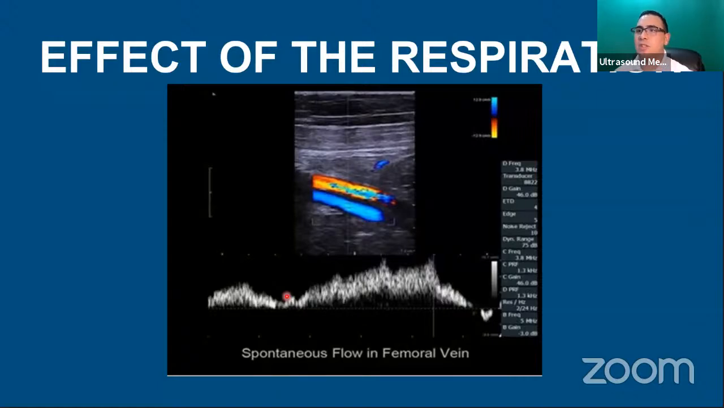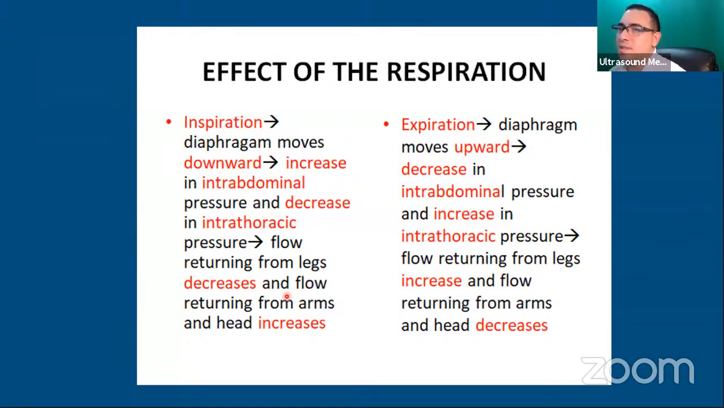But look at the respiration in here. Respiration has two phases. So inspiration, when you're taking the air, what happens in here is that the diaphragm is going to move downwards. That will increase the intra-abdominal pressure. The thoracic one is just going to decrease.